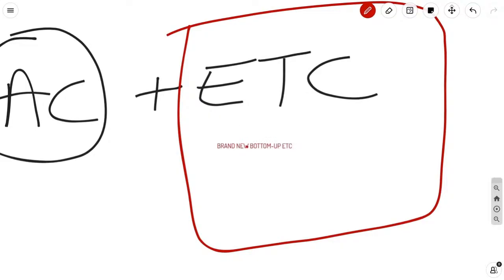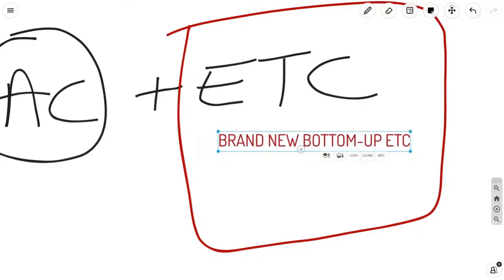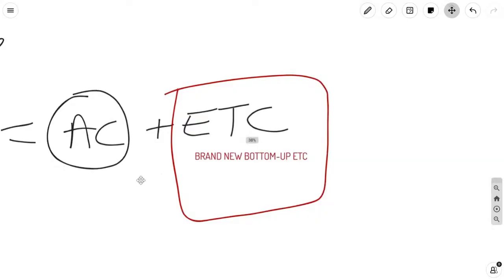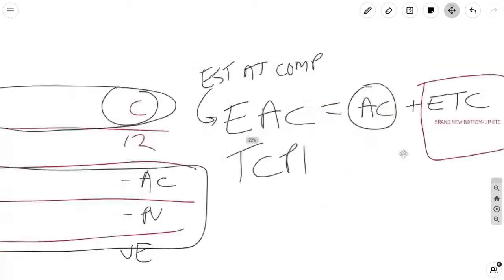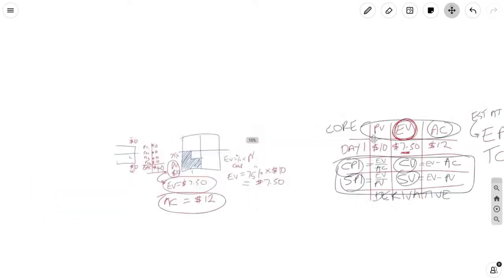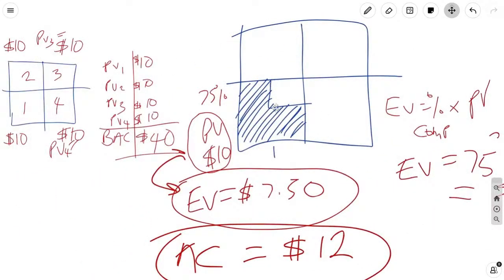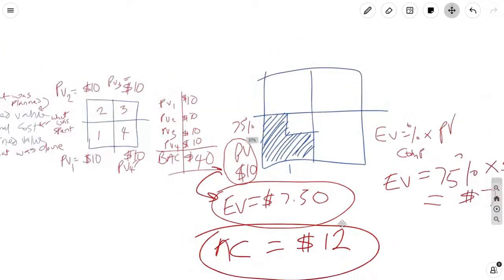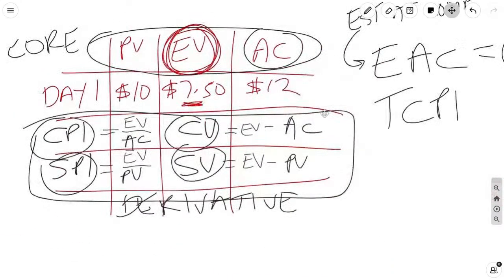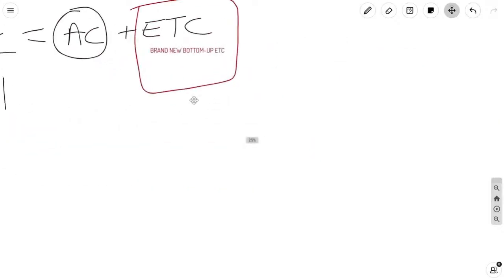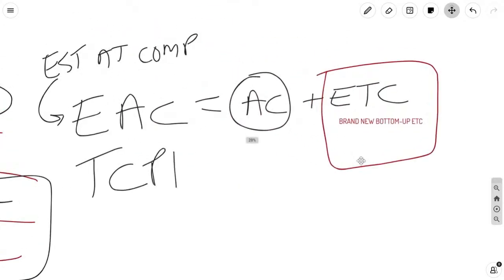And all that means is you've got to go down to the granular levels and say, based on what is happening today, for example, this project of ours, based on the fact that we were delayed and we didn't get all the work done, but we spent $12 for whatever reason, our estimates are no longer solid and we have to do a brand new bottom-up ETC. You get it?